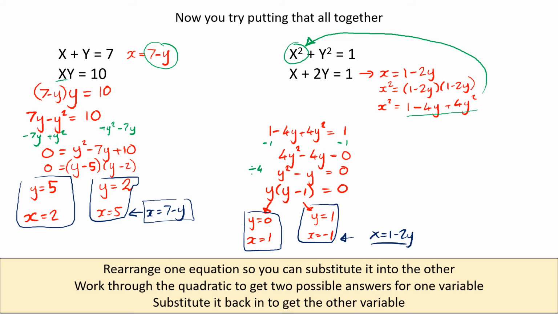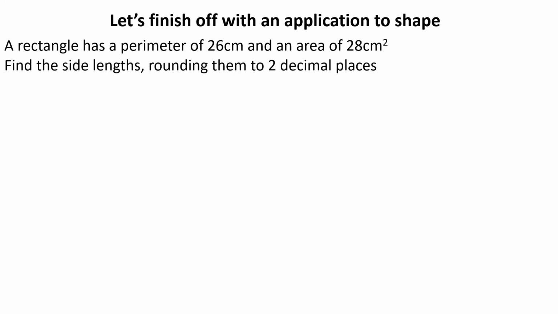Grade 8, grade 9, quadratic simultaneous equations, putting everything together from this chapter. So here's our application. We've got a rectangle, we've got a perimeter, an area, and we want to find the lengths of its sides. Now we could do this by a long process of trial and error, but we're going to try and use what we've learned today.